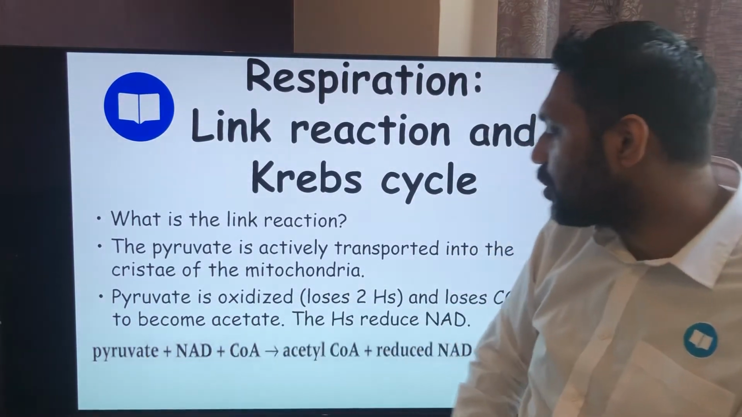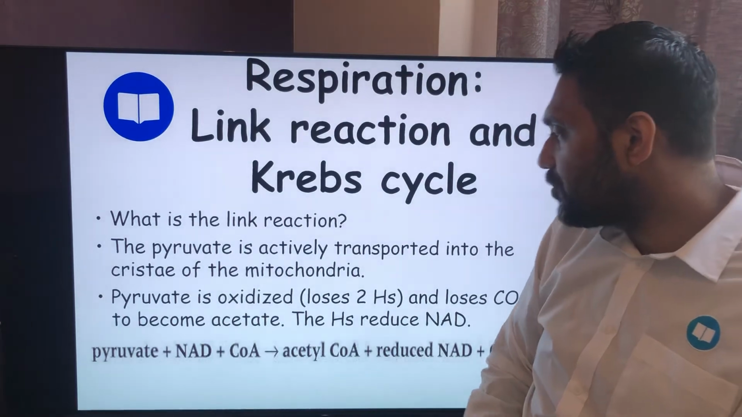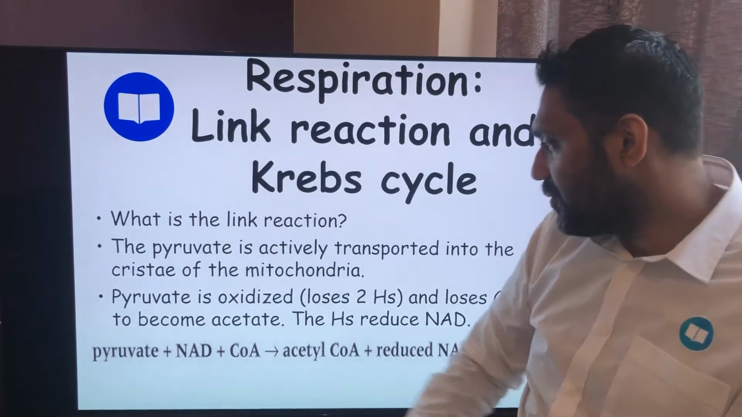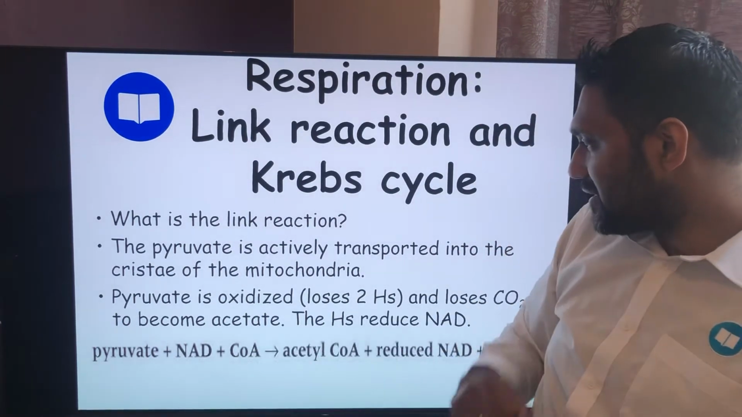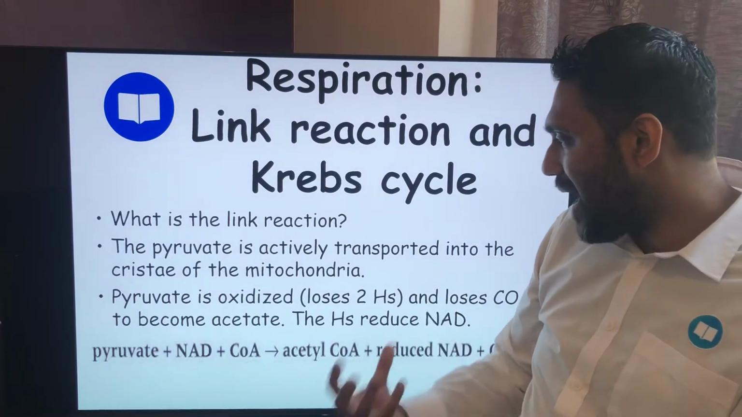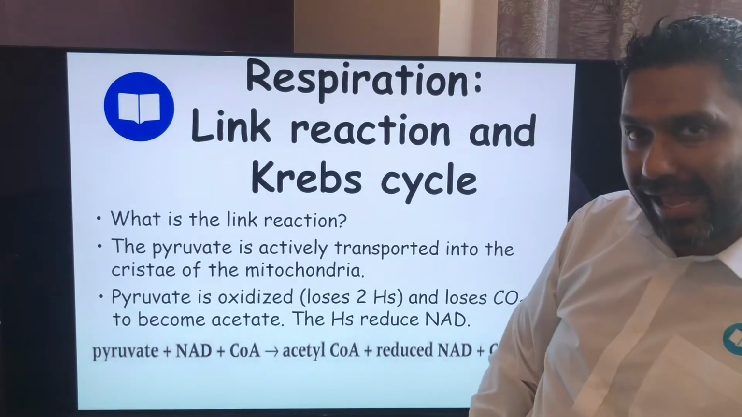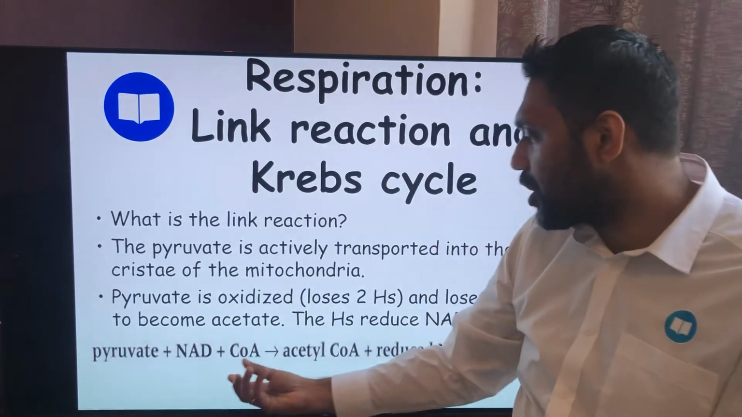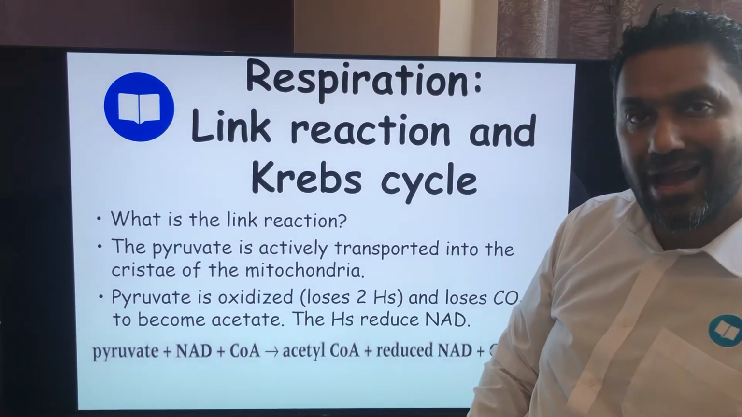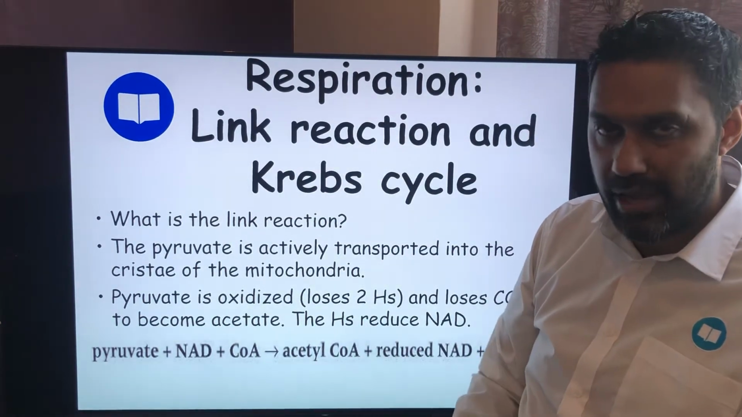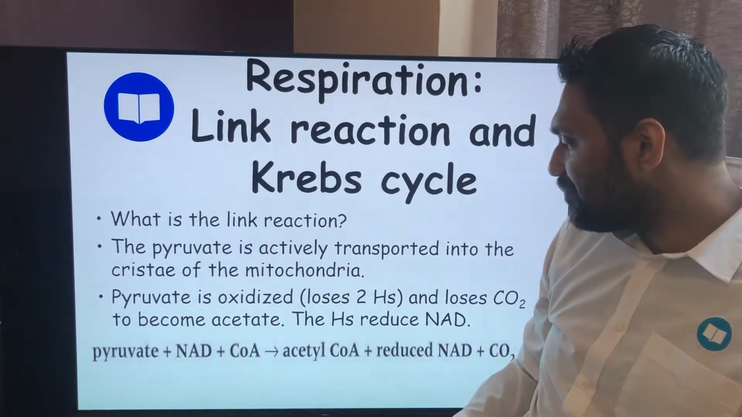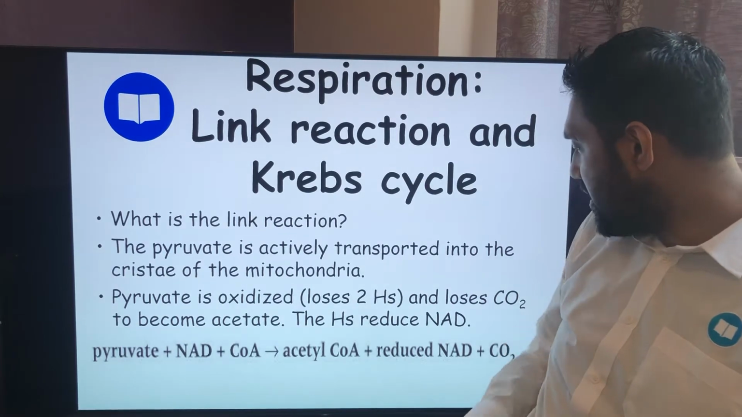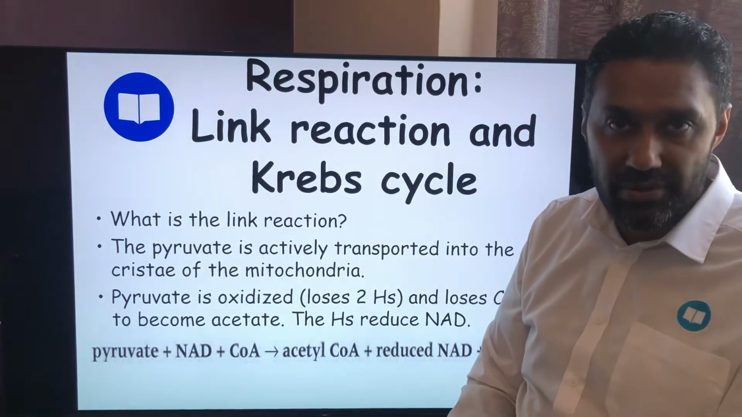The pyruvate also loses a carbon dioxide molecule. So whatever's left from this is now known as acetate. This becomes acetate, but the acetate will combine with this coenzyme A. It's another coenzyme. Once the acetate joins the coenzyme A, you get acetyl coenzyme A, whichever way you want to pronounce it. So our products are acetyl coenzyme A, reduced NAD, plus carbon dioxide. It's our first loss of a carbon dioxide.